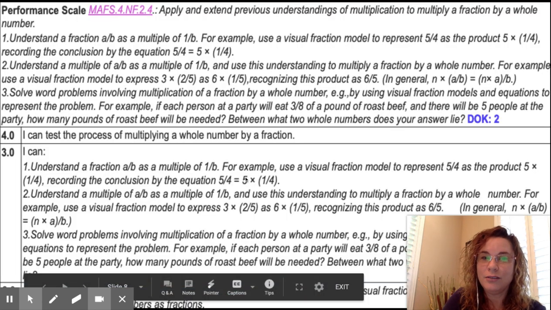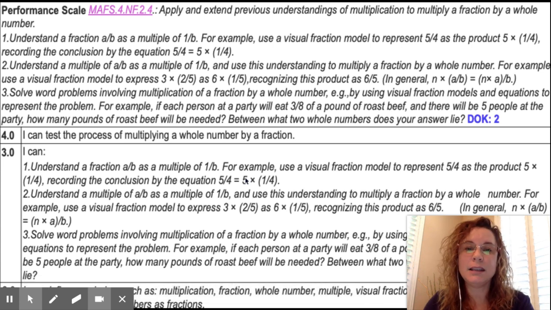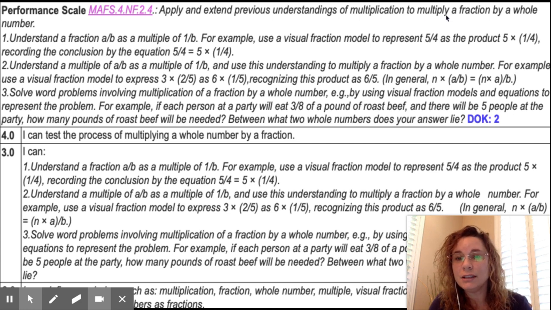Believe in yourself. All right, so the standard is the same as it was last week, and it's going to be the same throughout this entire week. NF 2.4 is multiplying a fraction by a whole number, or we'll even jump into multiplying a mixed number by a whole number. Now, NF 2.3 was adding and subtracting fractions and mixed numbers, but this is just one step up because instead of adding, we're going to be multiplying, and multiplication is just skip counting with adding.